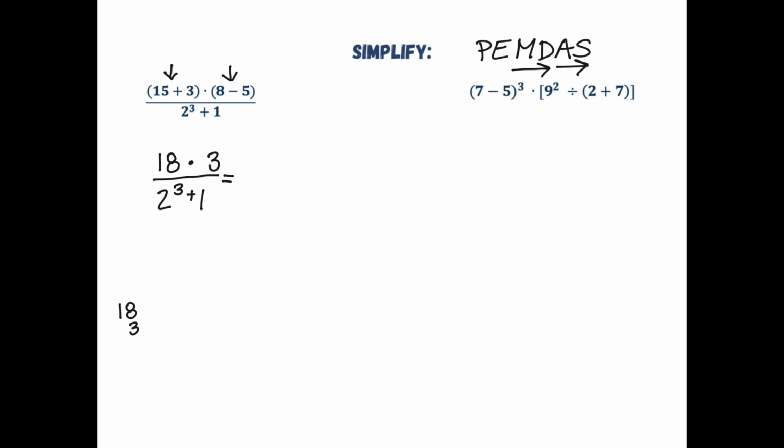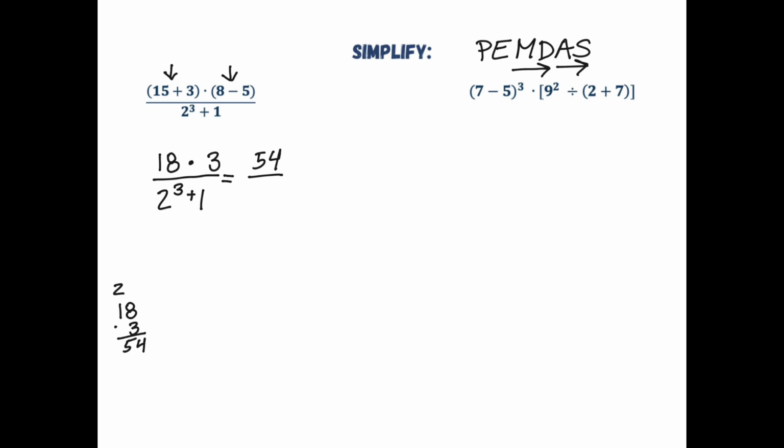So first I'm going to do 18 times 3. Now I need to scratch it on my paper, and that's just fine. Sometimes I don't trust my mental math. So 8 times 3 is 24. 1 times 3 is 3, plus 2 is 5. So the top number is now 54, 18 times 3.